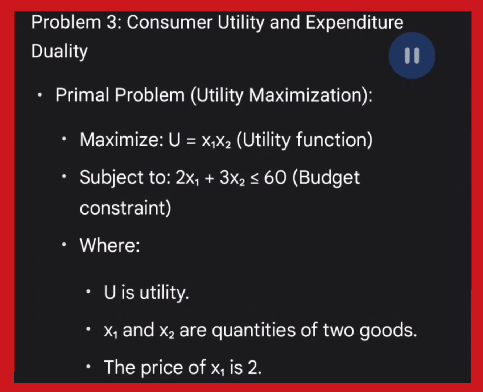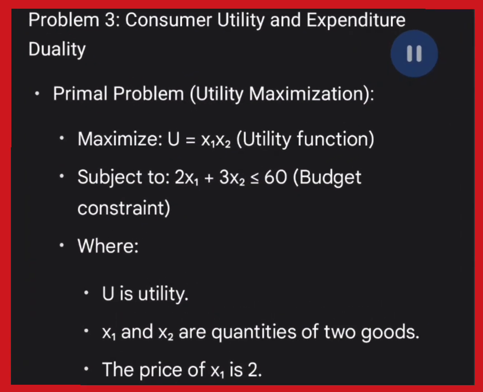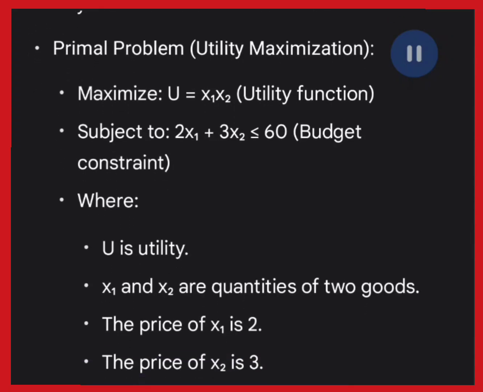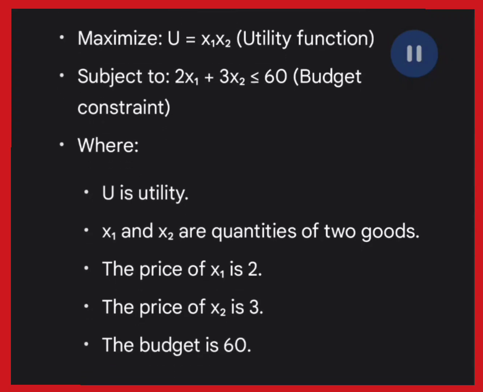Primal problem: utility maximization. Maximize u = x₁x₂, the utility function, subject to 2x₁ + 3x₂ ≤ 60, the budget constraint, where u is utility, x₁ and x₂ are quantities of two goods. The price of x₁ is 2. The price of x₂ is 3. The budget is 60.